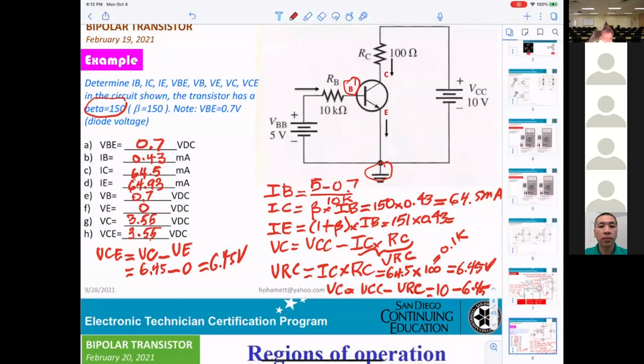Make sure every time they give you this kind of circuitry, you can do the calculation quickly. That is what I want.